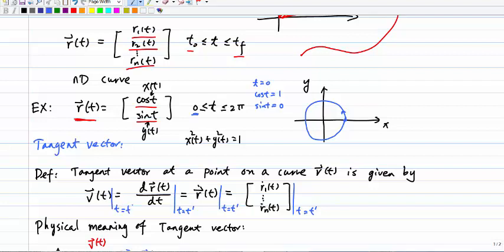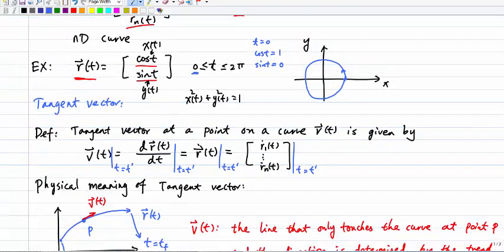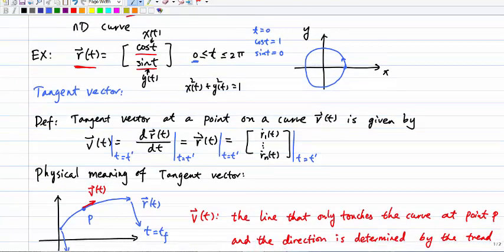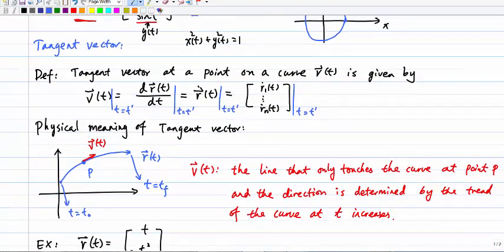How about the physical meaning of the tangent vector? If I give you this curve, the tangent vector v sub t is computed as given here. We already talked about how to compute it mathematically. The physical meaning is a line that only touches the curve at point P, and the direction is determined by the trend of the curve as t increases. So there are two things we want to talk about.